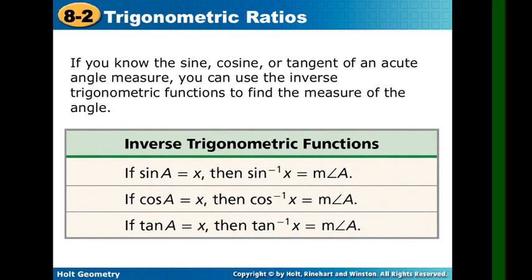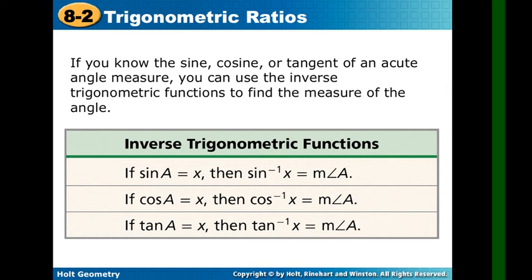So the inverse trigonometric function: if sine A is equal to x, then sine raised to negative 1, x is equal to the measurement of angle A. So ito yung parang ano siya, hindi naman formula, pero parang guide siya para maintindihan natin yung inverse of trigonometric function. If cosine A is equal to x, then cosine raised to negative 1, x is equal to the measurement of angle A. And if tangent A is equal to x, then tangent raised to negative 1, x is equal to the measurement of angle A.